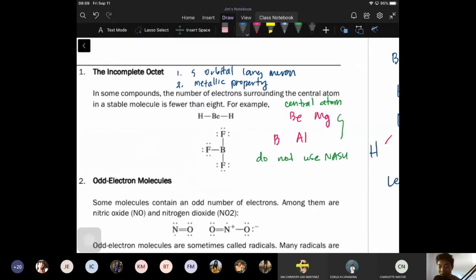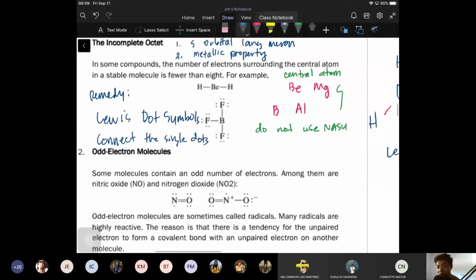Ano yung remedy? Ano yung lunas para masagutan yung problem, no? Is for you to draw the Lewis dot symbols na lang. Mag-draw ka ng Lewis dot symbols, then you connect the dots, no? The single dots.